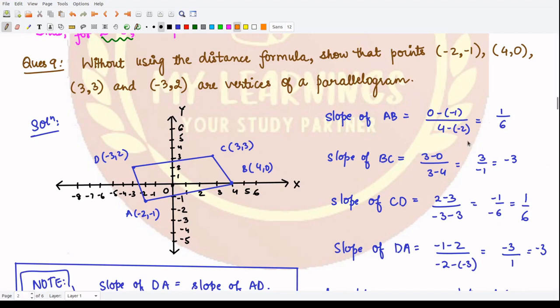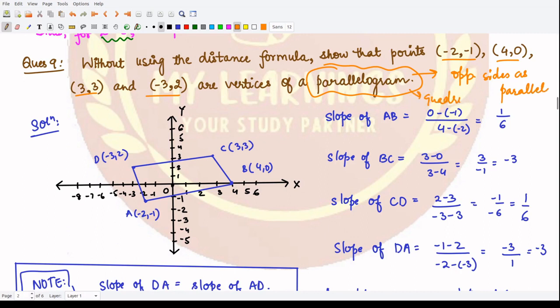In this video, we'll be solving question 9, which states that without using the distance formula, we have to show that these 3 points are the vertices of a parallelogram. So for this question, you must know the property of a parallelogram. In a parallelogram, opposite sides are parallel to each other, correct? It is a quadrilateral with this special property that the opposite sides are parallel.